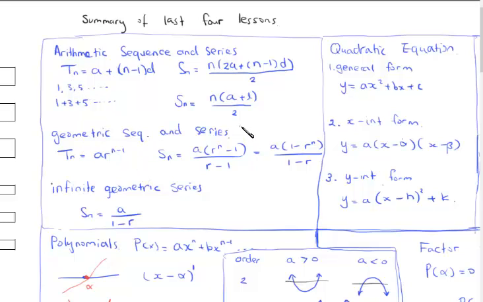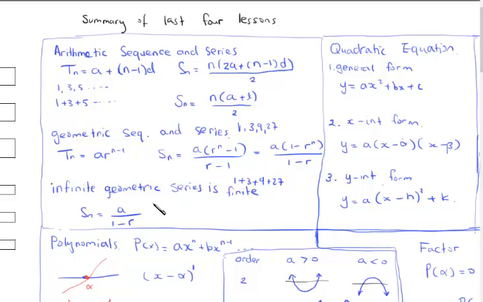Geometric sequence is like 1, 3, 9, 27. You multiply a term by the same amount, like 3, 3, 3, then you get a geometric sequence. If you add them all up, then you get geometric series. So there's no problem with that. And infinite geometric series is finite.